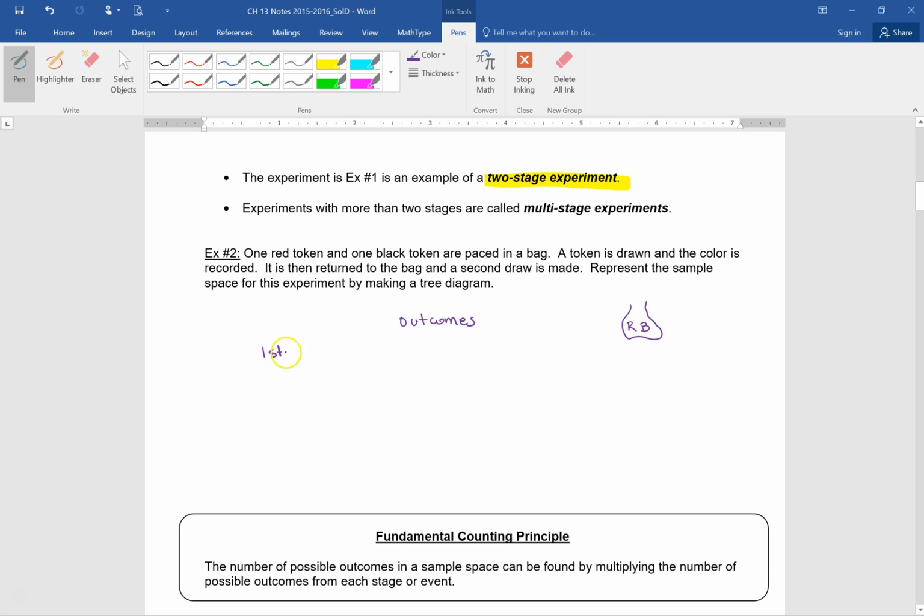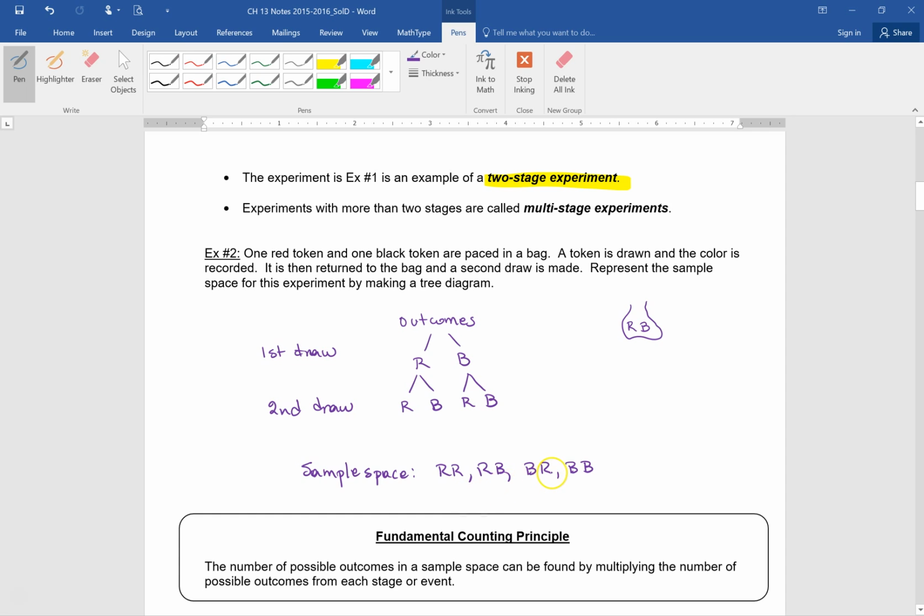So again, here are the outcomes. And here's the first draw. What are the possibilities for the first draw? Red or black? And then for the second draw, for each of these, I get red or black and red or black. So what's the sample space? Right. Red red, red black, black red, black black. Okay? And this order is important.